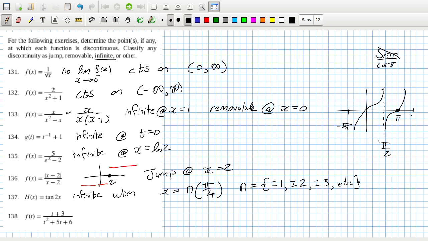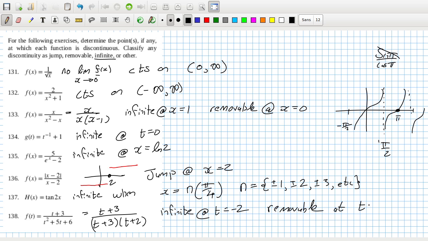So the next one here, I think, is 3 pi over 2. So the odd multiples of pi over 2. I think this is okay. This can be written as t plus 3 over t plus 3 times t plus 2. So that's infinite at t equals minus 2, and removable at t equals minus 3.